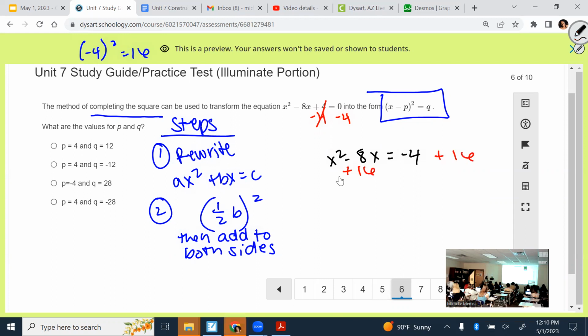On the left, there's no like term, so it should make a trinomial. On the right, what's -4 plus 16? Yes, 12. All right, now step 3 is to do what? It still doesn't look like where we have to stop. So step 3 is to look at how this is written. It has just one set of parentheses squared. So what do you think I need to do?